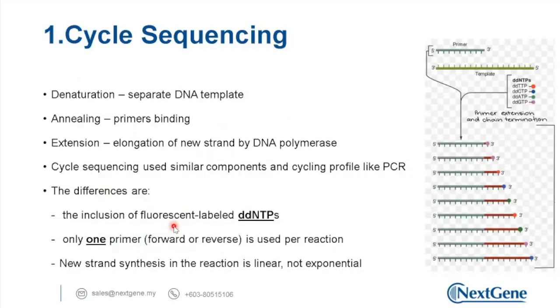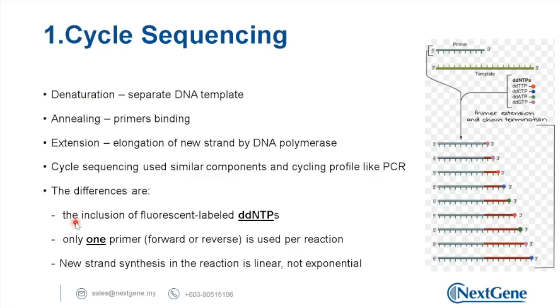Okay, sorry, a little bit extra on cycle sequencing. It's actually very similar to the standard PCR reaction. However, there are some differences. The first step is still denaturation. We're using high temperature to separate the DNA template. Next, we will have the annealing of a primer. Then we will also have the extension, the elongation of a new strand by DNA polymerase. So this part here is very similar.